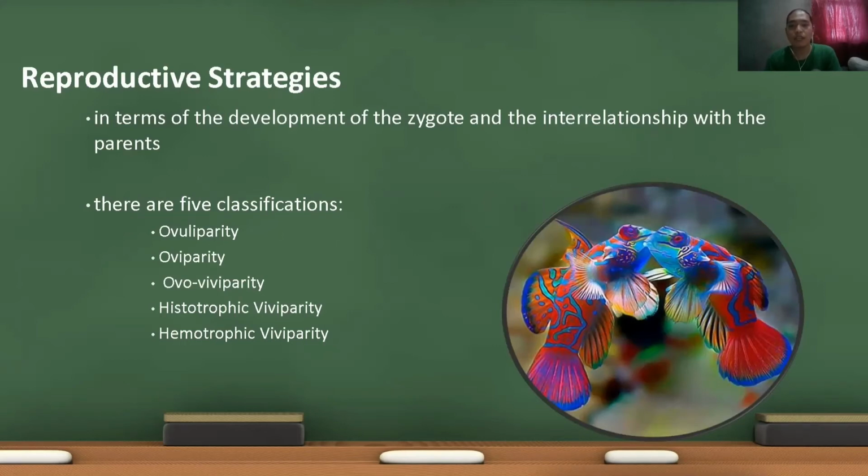Reproductive strategies are described in terms of the development of the zygote and its interrelationship with the parents. There are classifications of reproductive strategies: ovuliparity, oviparity, ovoviviparity, histotrophic viviparity, and hemotrophic viviparity.